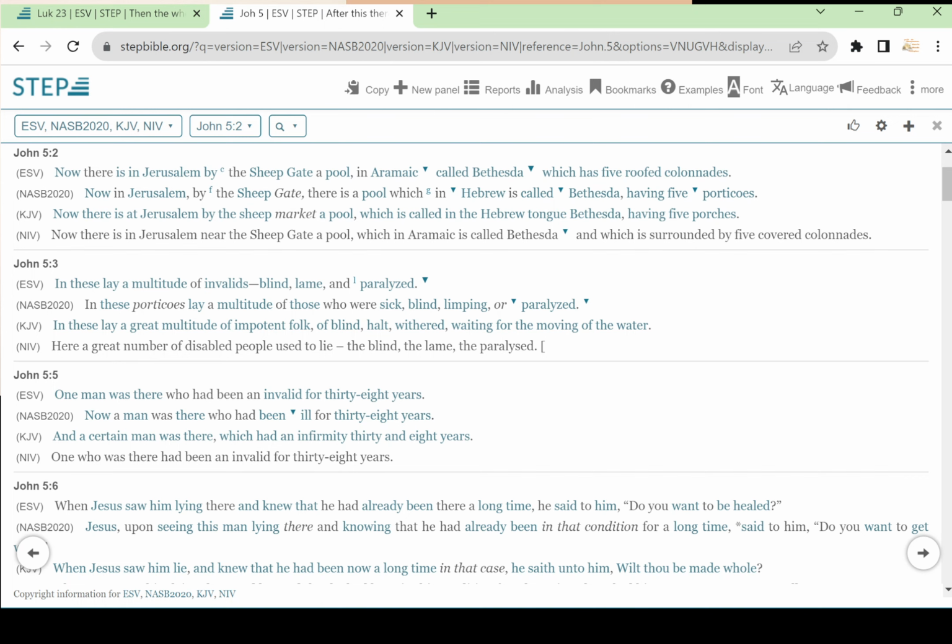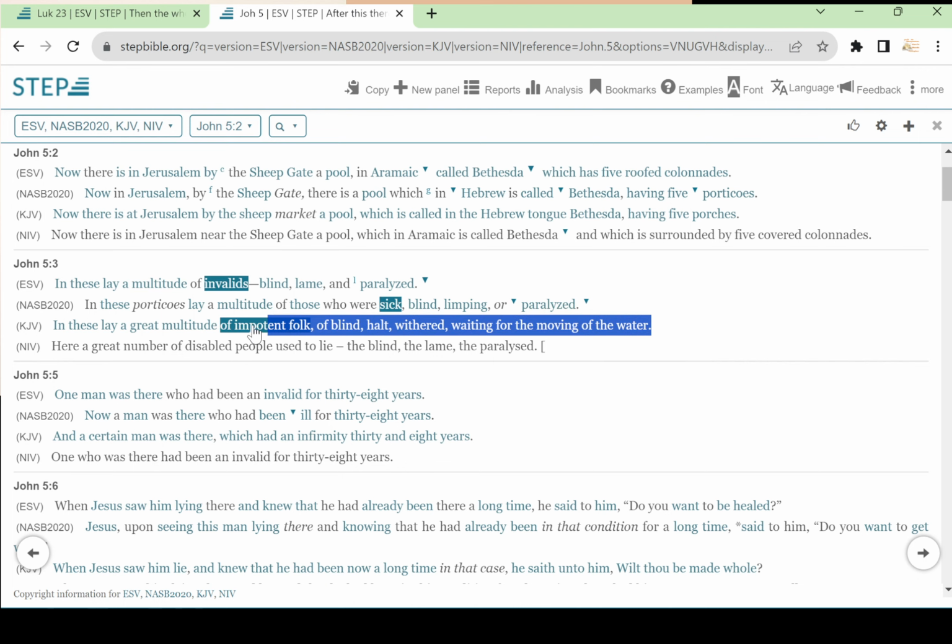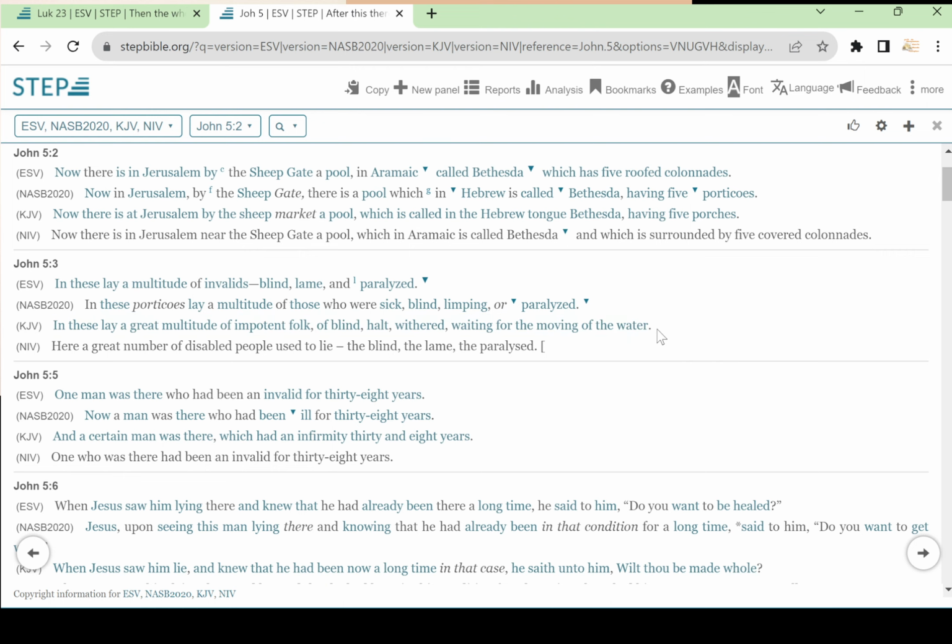It says, in these lay a multitude of invalid, blind, lame, and paralyzed. They stop there. And ASV also stops there. New International Version, NIV, also stops at paralyzed. But let's read the King James. You can see here. It says, in those lay a great multitude of folk, blind, halt, withered, waiting for the moving of the water. So that's the part that is missing in the modern versions.